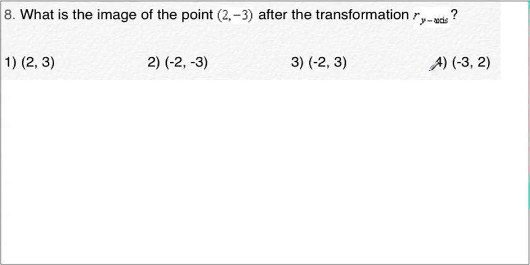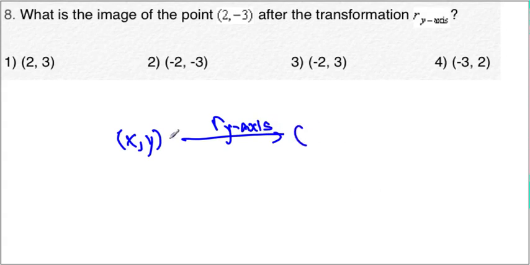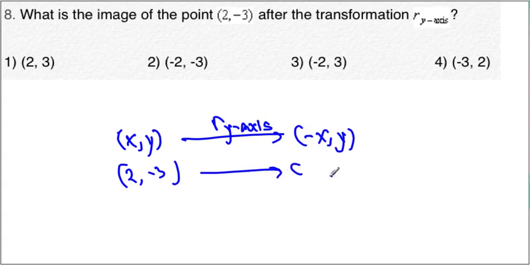Now, what is the rule for reflecting something about the y-axis? So if I have a point x comma y, reflecting about the y-axis, y will stay as it is, but x will be negated. So we have negative x comma y. So that's what we're looking for. That means 2 comma negative 3 has to turn into y stays as it is, negative 3, but x will be negated, which is negative 2. Negative 2 comma negative 3 is what we're looking for, which is choice 2.